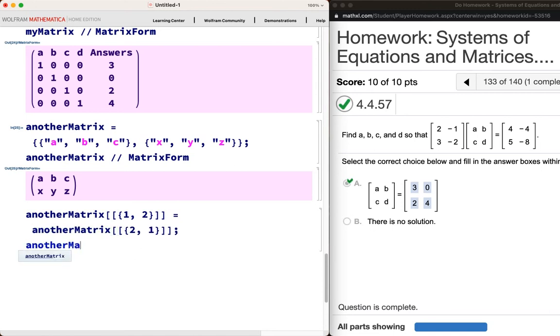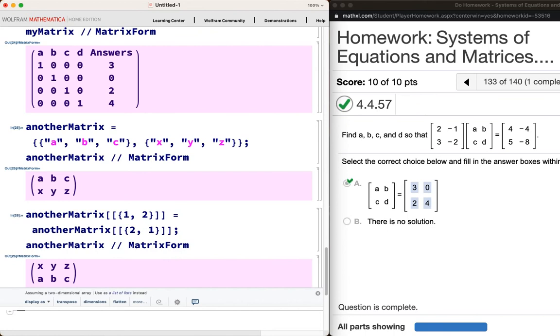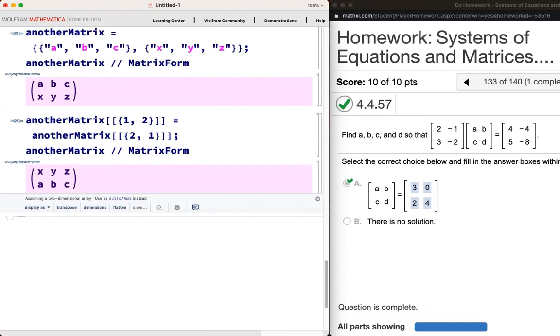So I'm just going to switch those two rows. And there you go. So now XYZ is on top and ABC is on the bottom. And I think you can do the same thing with columns. Let me experiment. That might be a little trickier. Let's see. Another matrix.